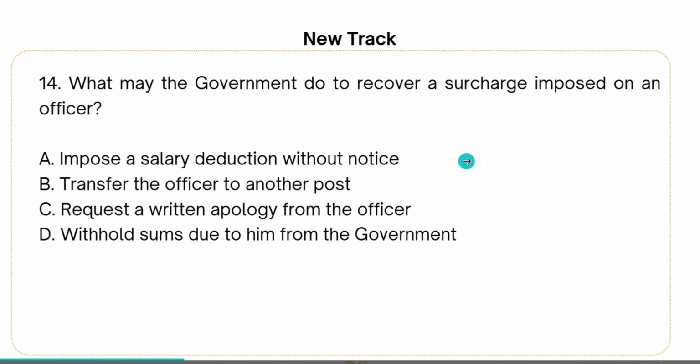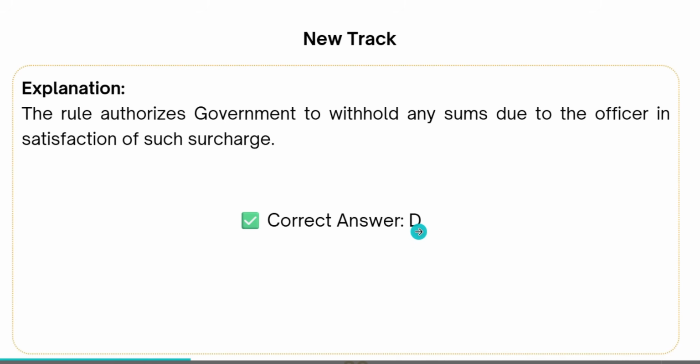A. Impose a salary deduction without notice. B. Transfer the officer to another post. C. Request a written apology from the officer. And D. Withhold sum due to him from the government. It's either A or D, and the right option is D.